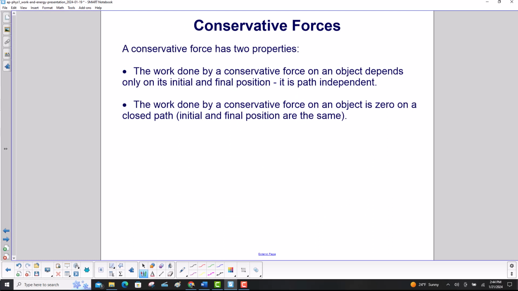Here's our two properties of the conservative force. One, the work done by a conservative force on an object depends only on its initial and final position. Another way of saying that, it is path independent. Two, the work done by a conservative force on an object is zero on a closed path. That's when your initial and final position are the same. And again, you don't care how you got there.